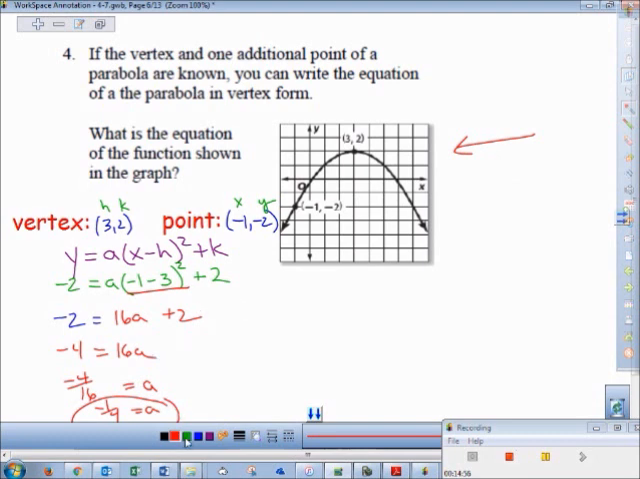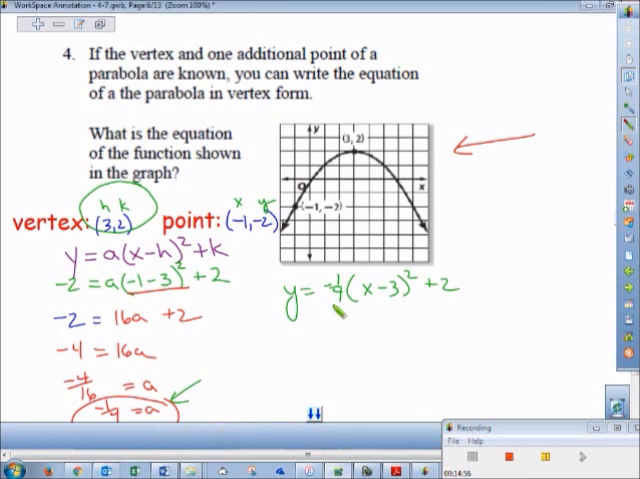So now let's write the equation of this guy in vertex form. I need A, H, and K. Don't I have A, H, and K? So y equals negative 1/4 times the quantity x minus 3 squared plus 2. You substitute back in A, H, and K and call that your answer.